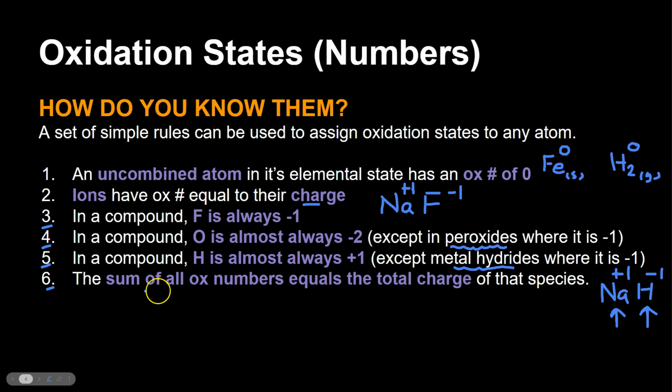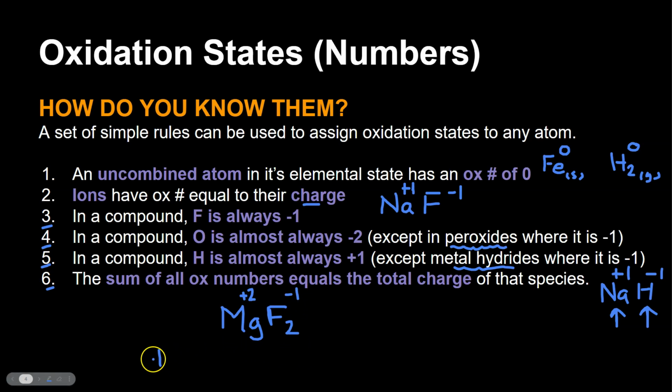Last but not least, and probably the most helpful rule, is knowing that the sum of all the oxidation numbers will equal the total charge of that species. For example, if you saw MgF2, magnesium's oxidation state is going to be +2. Fluoride's, of course, is going to be -1.